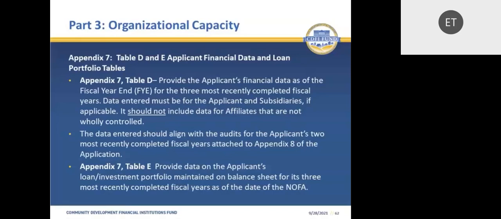And Appendix 7, Table E, provides data on the applicant's loan investment portfolio maintained on the balance sheet for your 3 most recently completed fiscal years as of the date of the NOFA. Next slide.